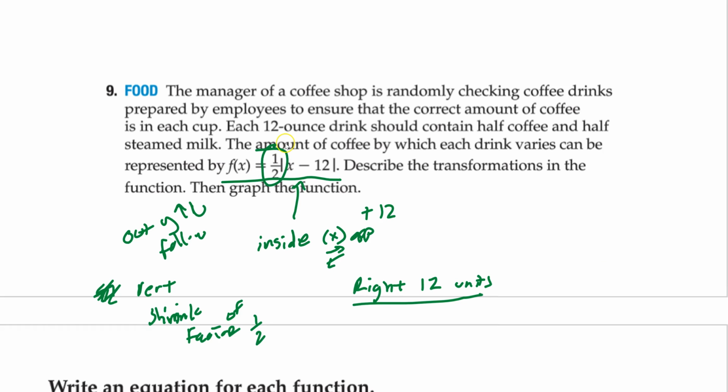Now, if I want to graph it, we'll do a very basic, quick one. We move it right 12. Let's say here's 12. And then this one you can actually do like slope. We'll go up 1 over 2, up 1 over 2. So it looks kind of like this. There we go.